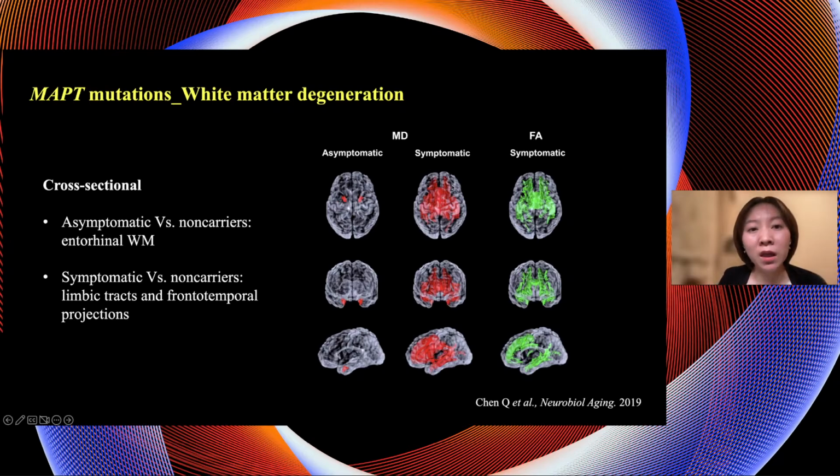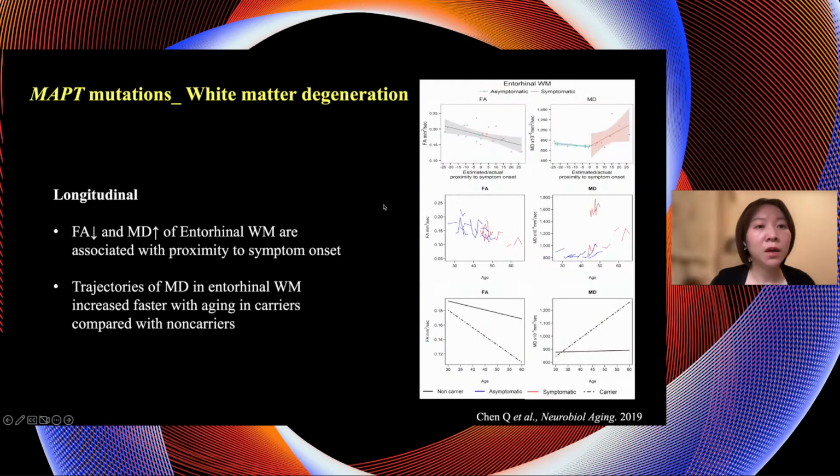Then the symptomatic MAPT mutations are widespread, even the whole brain: anterior, temporal, parietal, and frontal lobes. The FA shows similar patterns to the MD, but FA didn't show any change in the asymptomatic group comparison. This is cross-sectional. So we also use this white matter to predict how near we are to the symptom onset, how this MD or FA correlates with the prediction of the symptom onset.